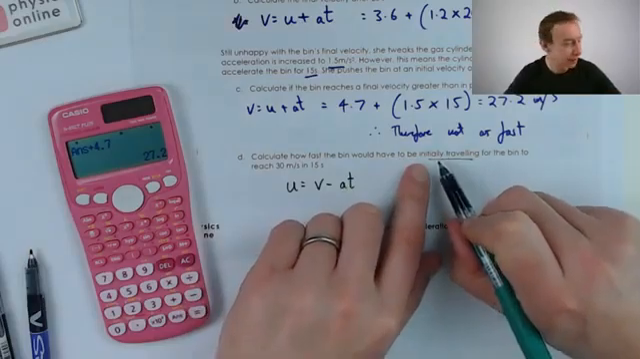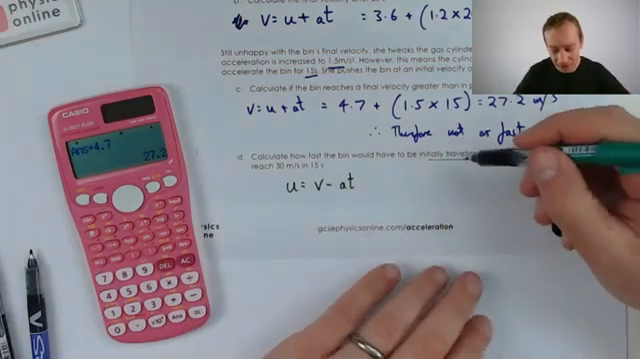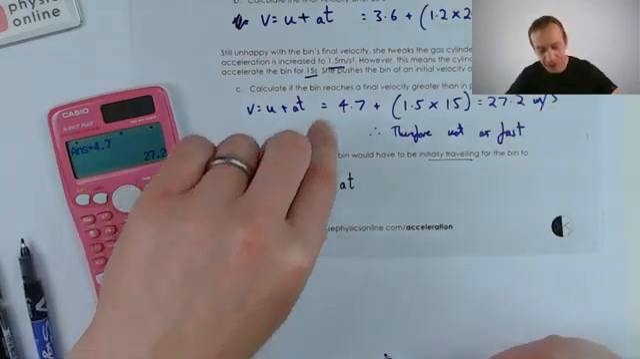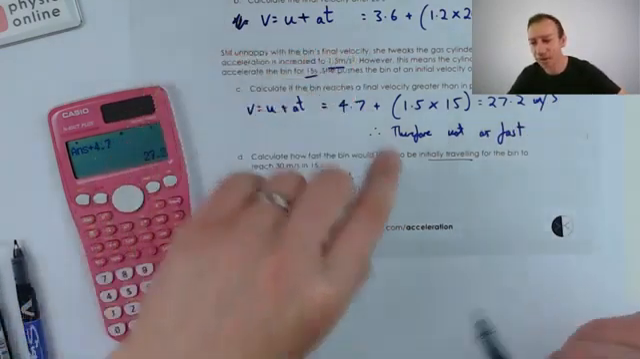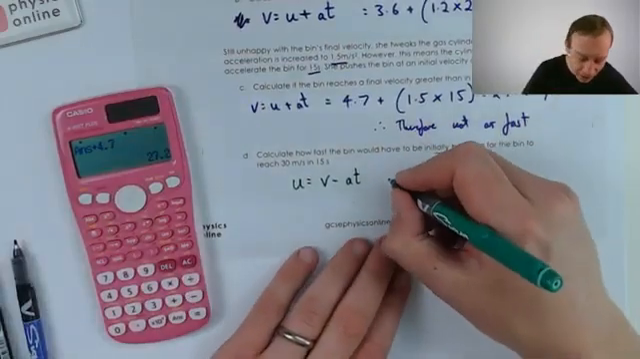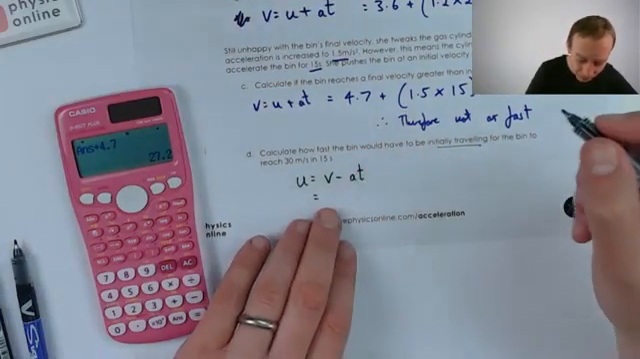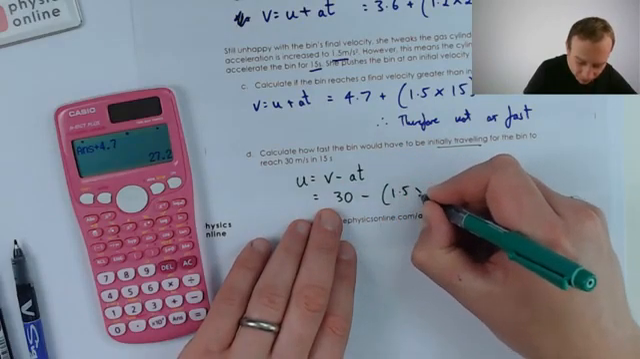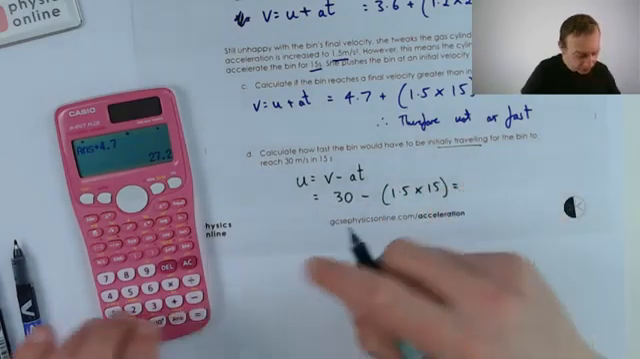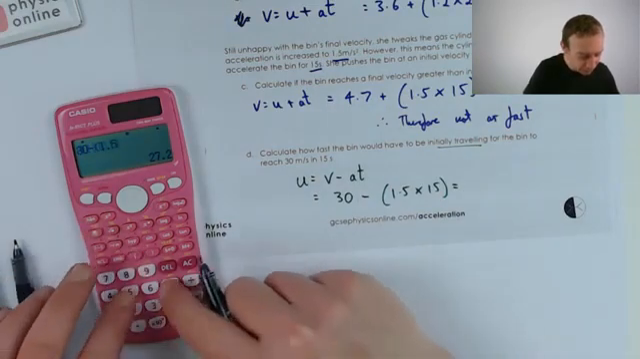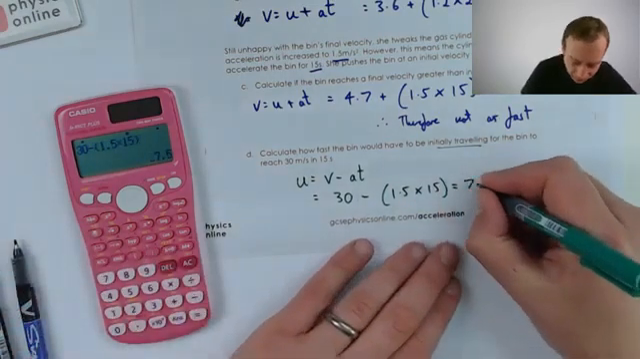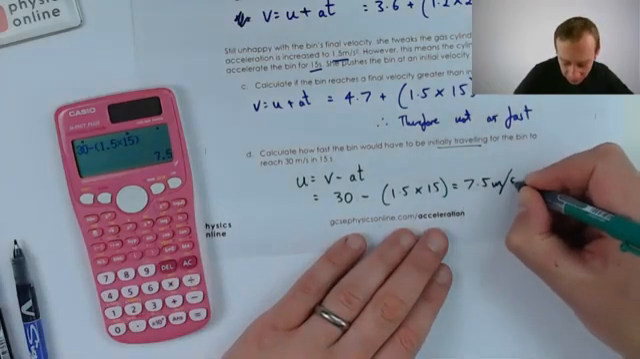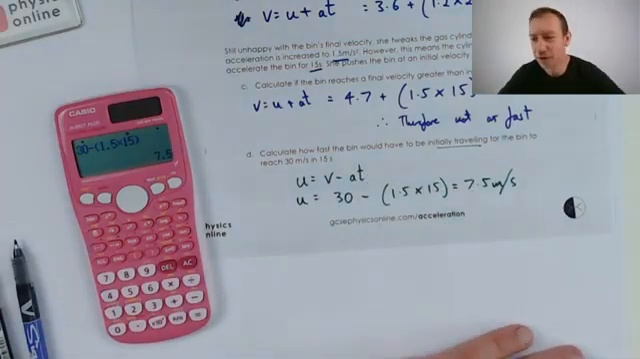So initially traveling is how fast it was going. We've got a final velocity of 30, a time of 15, and we know that it accelerates at 1.5 meters per second squared. And therefore that's going to be equal to 30 take away 1.5 times 15. So 30 take away 1.5 times 15 equals 7.5. So this one here, 7.5 meters per second, is the initial velocity of that.